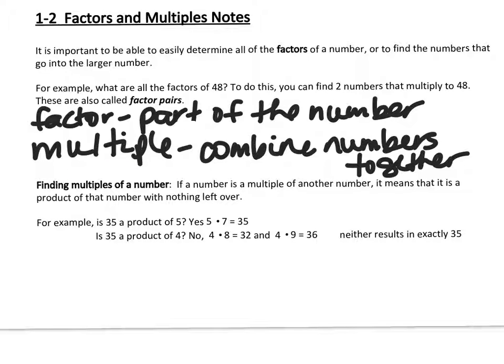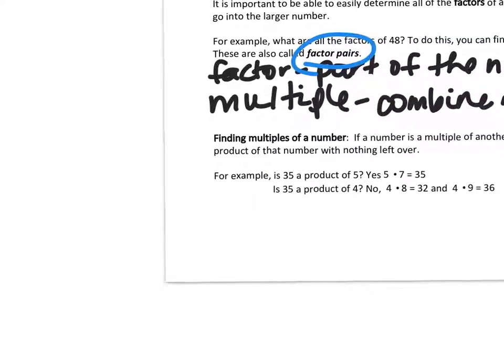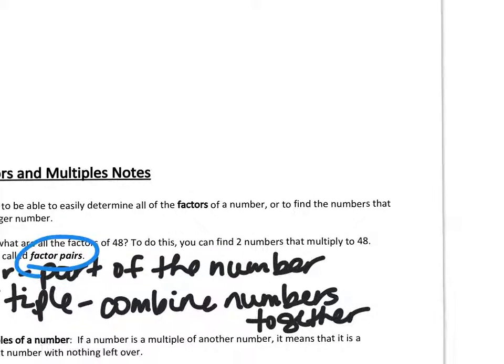So, it's important to be able to easily determine all the factors of a number to find the numbers that go into the larger number. For example, what are all the factors of 48? In order to do this, you can find two numbers that easily multiply to 48. These are called factor pairs, okay? And every number has a set of factor pairs. So you can write this over on the side. Let's do it right up here.